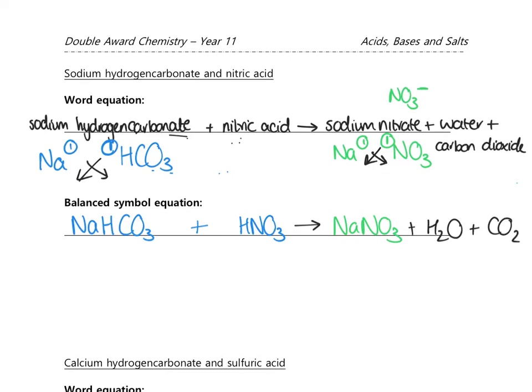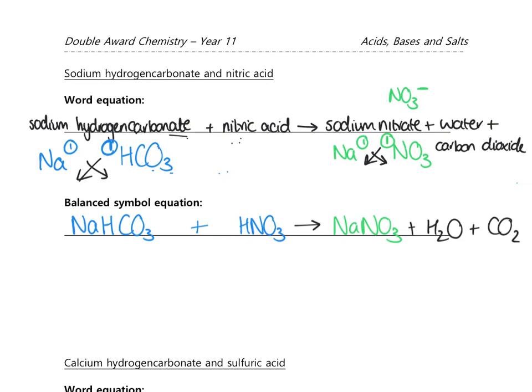Again, at this stage, you should have made your list of elements, counted up your atoms. But if you did that, you would see again that this equation is already balanced, so I don't need to do anything to it. But you should always check by making your list of elements and counting up the number of atoms. And checking that there are the same number of atoms of each element on the left-hand side as there are on the right-hand side.